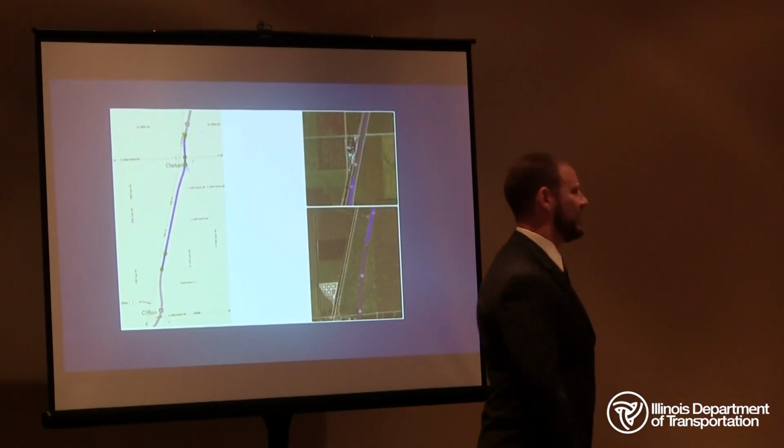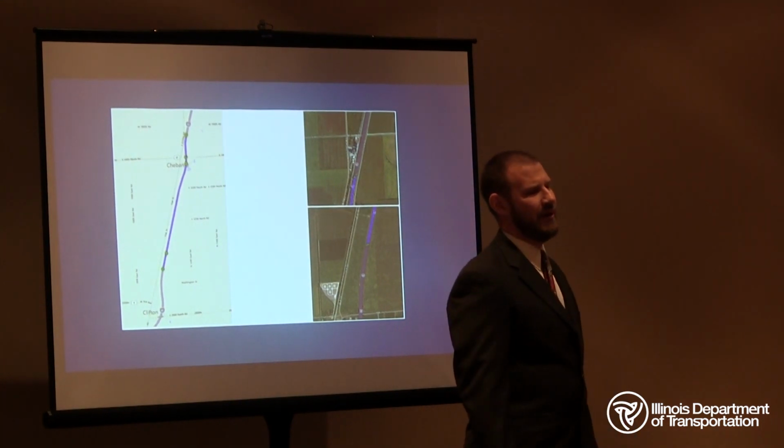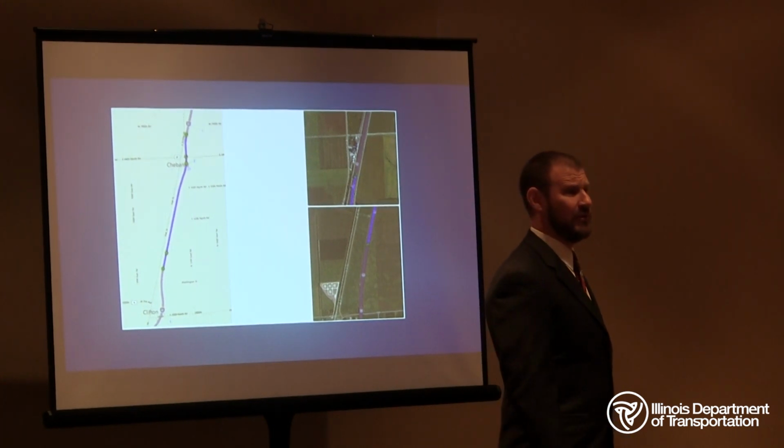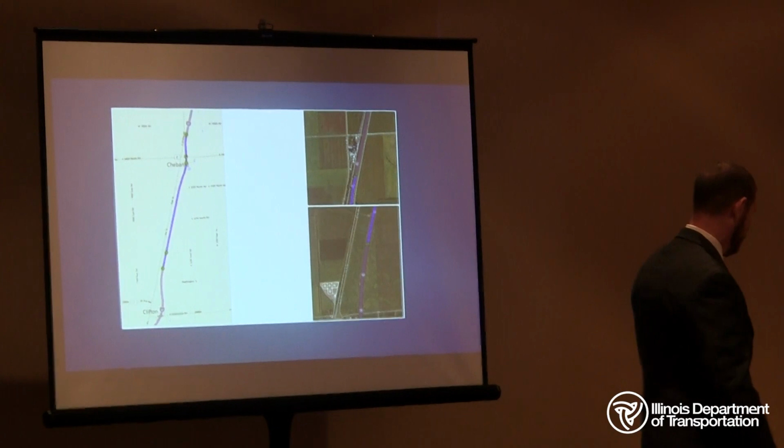So let's start out with the project. This survey that we did, the mobile LIDAR, using the mobile LIDAR unit, is a portion of I-57 near the Champaign area in our district.